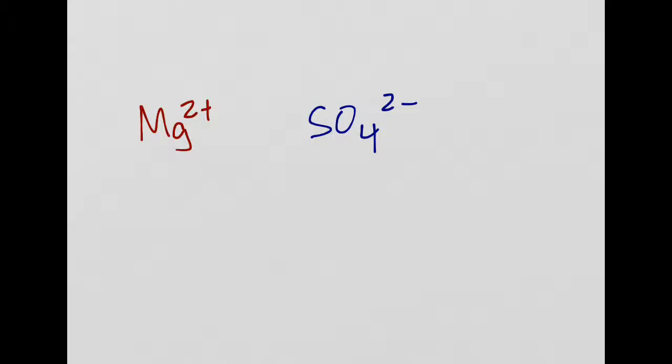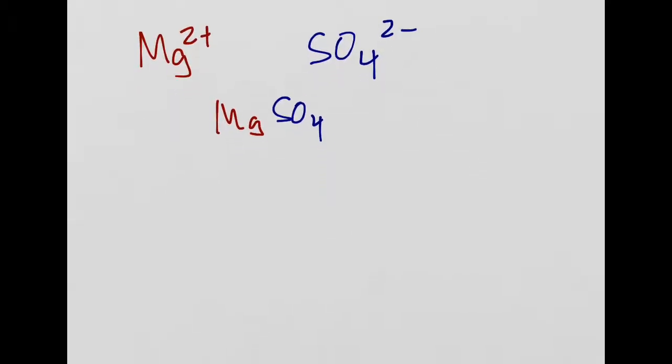Now, this is going to work out pretty nicely, right? Because we have +2 and -2, so they'll balance out perfectly. And so then all you need to do is write MgSO4, and it's perfectly balanced, and that's magnesium sulfate. It is important that you notice that you name these simply by saying the metal with the polyatomic ion's name, so sulfate, magnesium sulfate. All right, so that's easy.